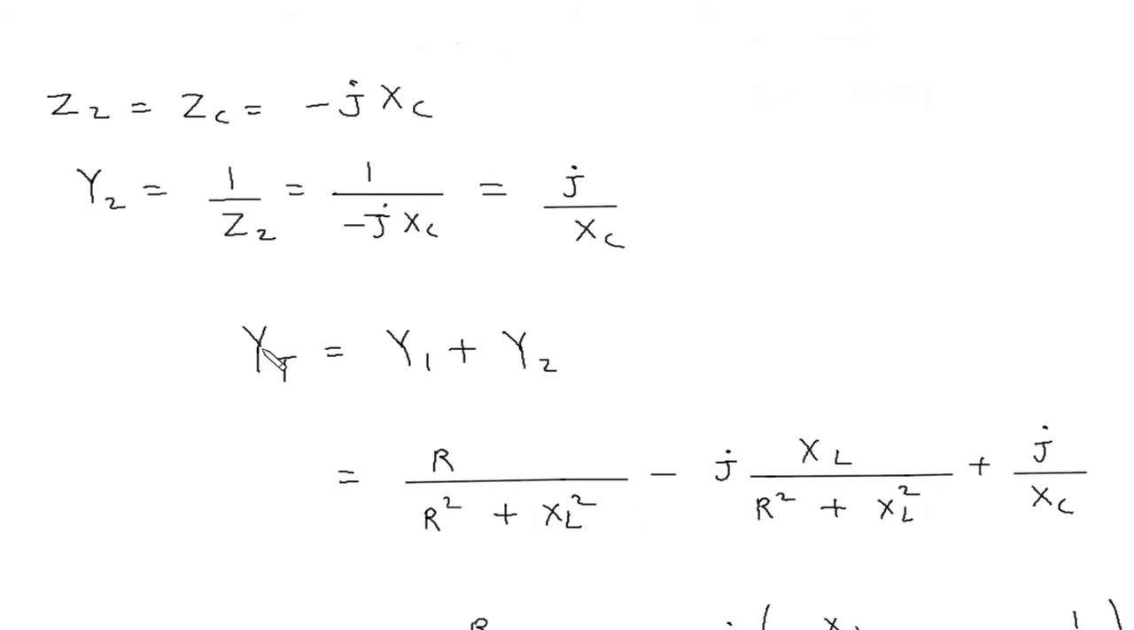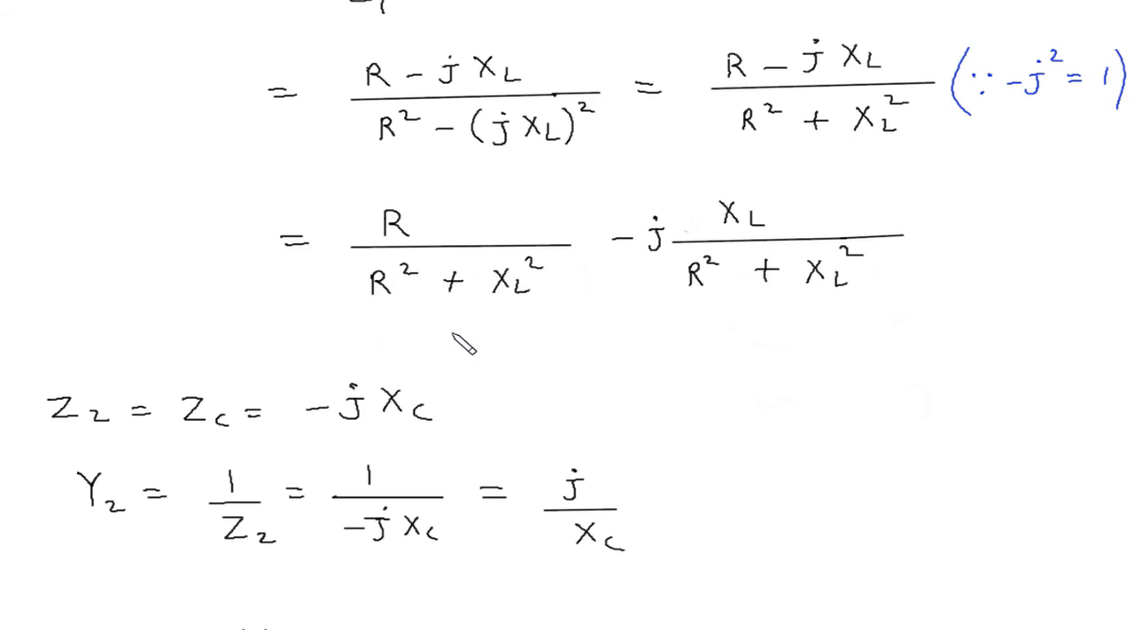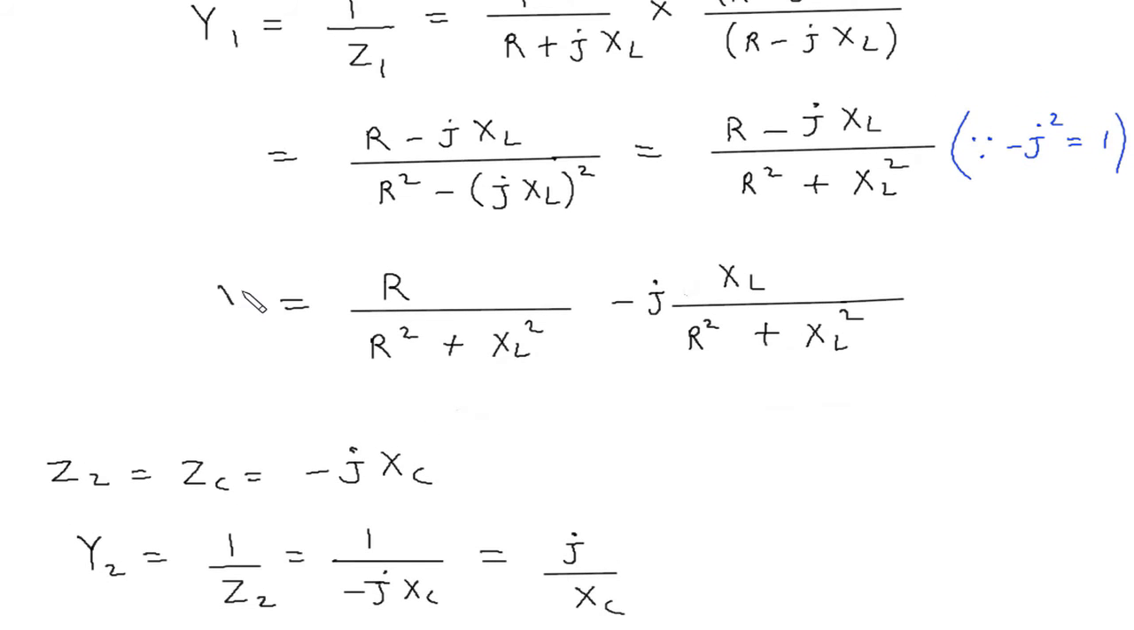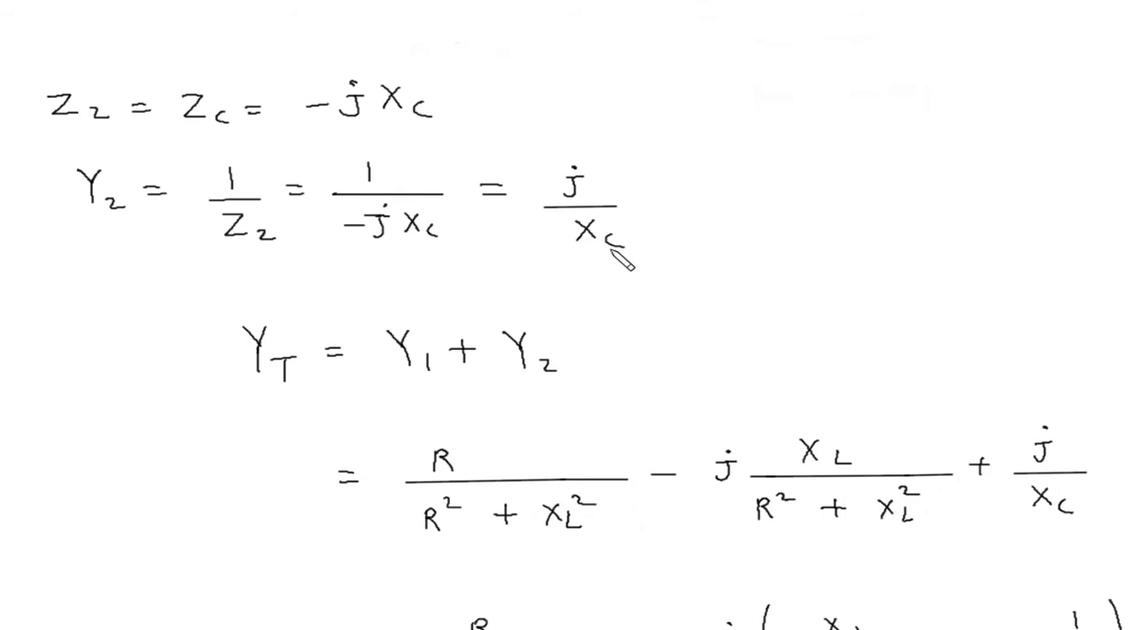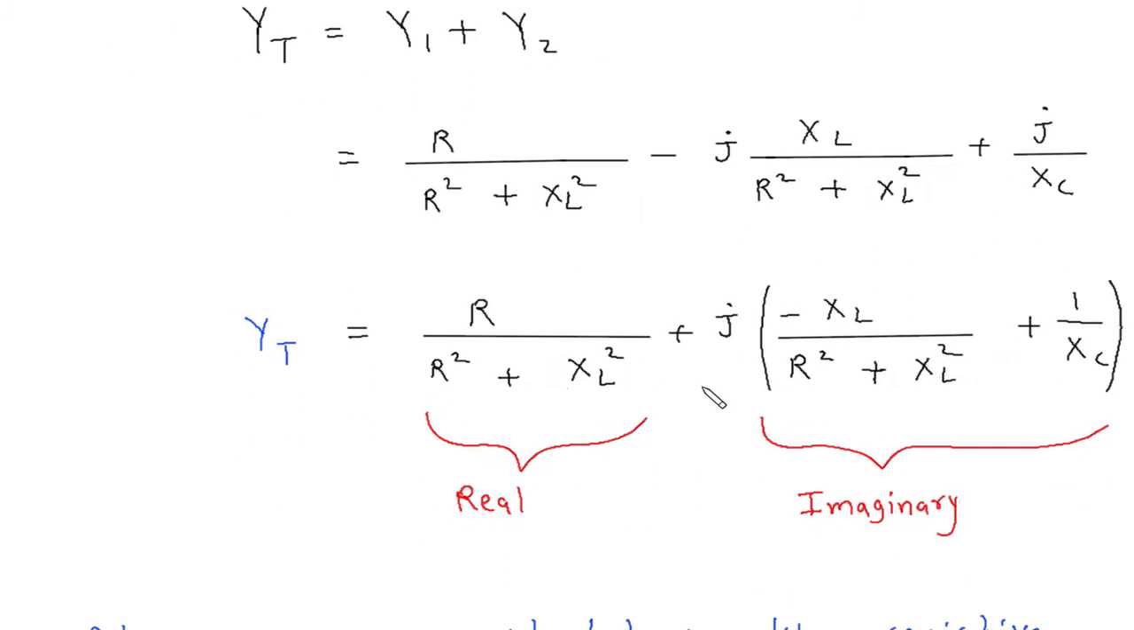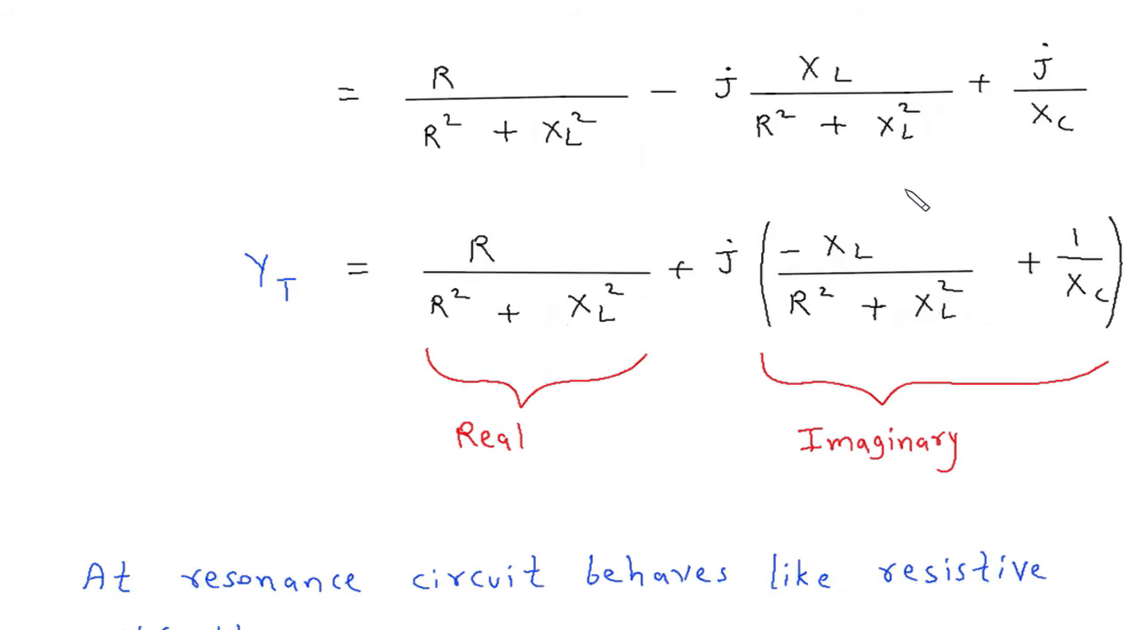Then again total admittance YT = Y1 + Y2. So Y1 is this value, and Y2 is this value, j/XC. So we will add these two. Now here we can separate the real and imaginary parts. So YT is equal to this part real and this part imaginary. We can take j common from these two.